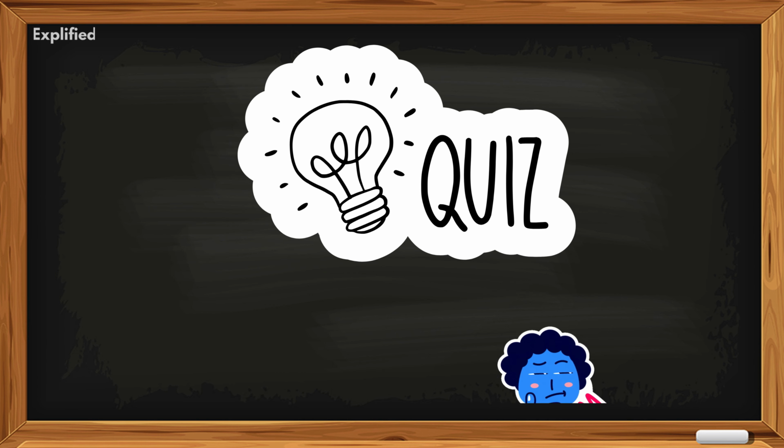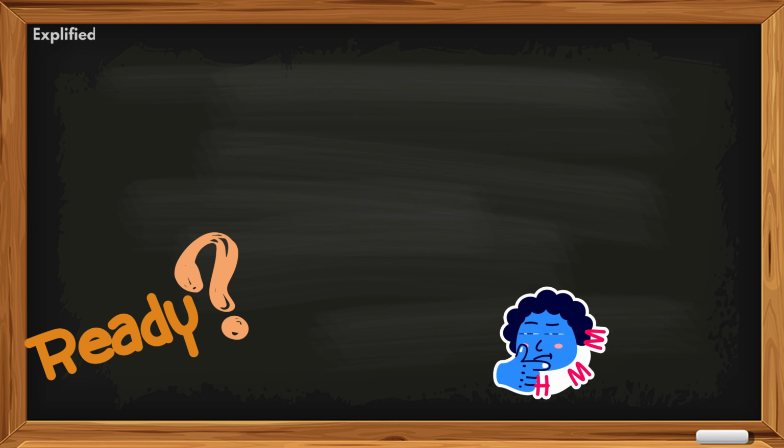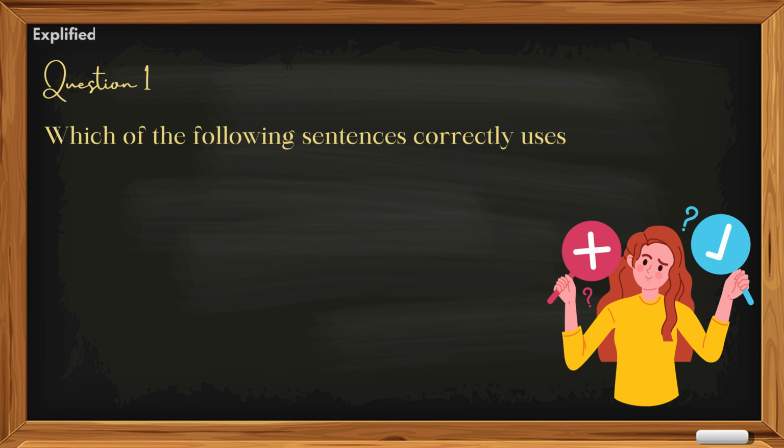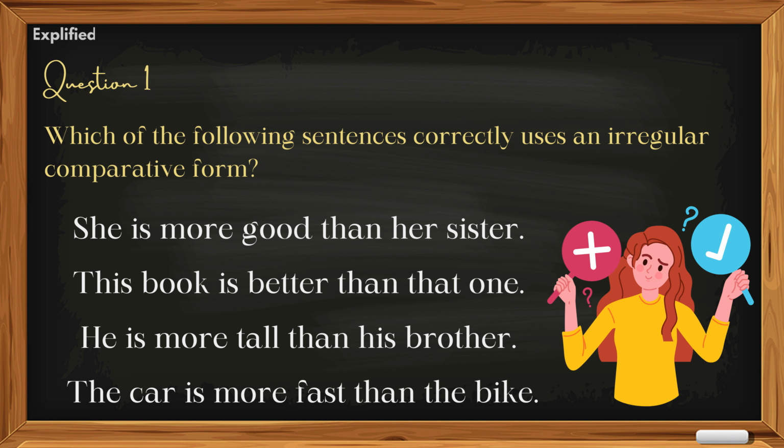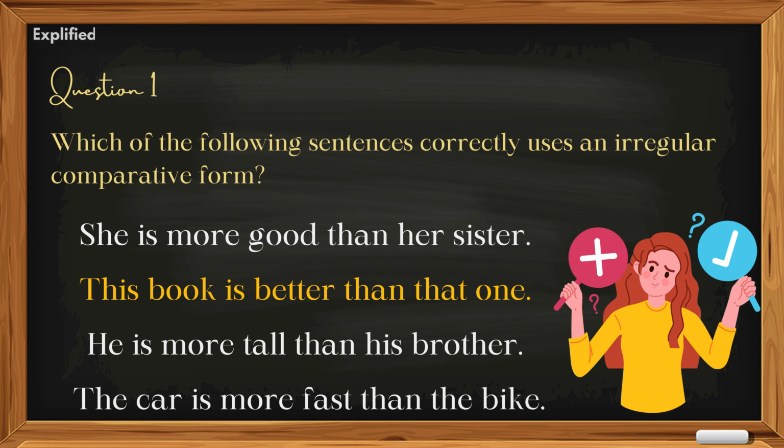Quiz time. Now, let's test your knowledge with some quizzes. Ready? Question 1. Which of the following sentences correctly uses an irregular comparative form? She is more good than her sister. This book is better than that one. He is more tall than his brother. The car is more fast than the bike. Answer. This book is better than that one.